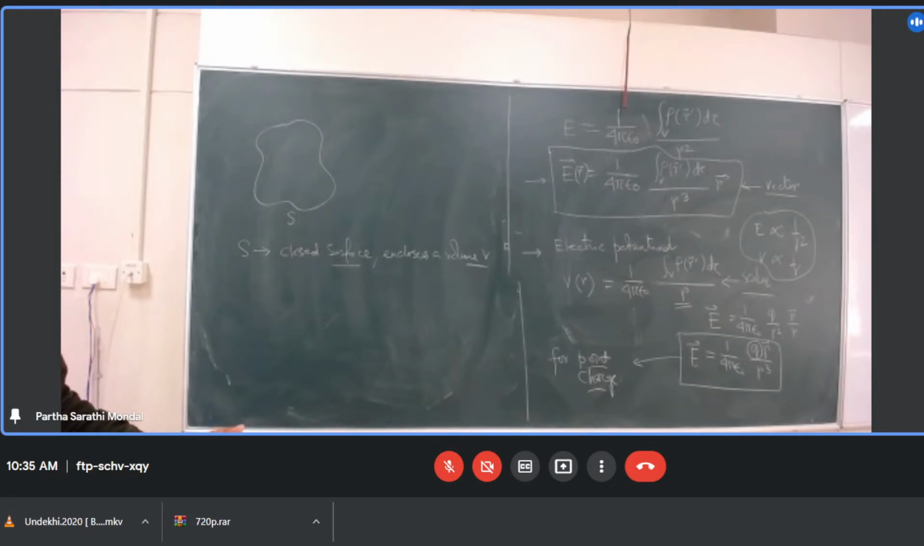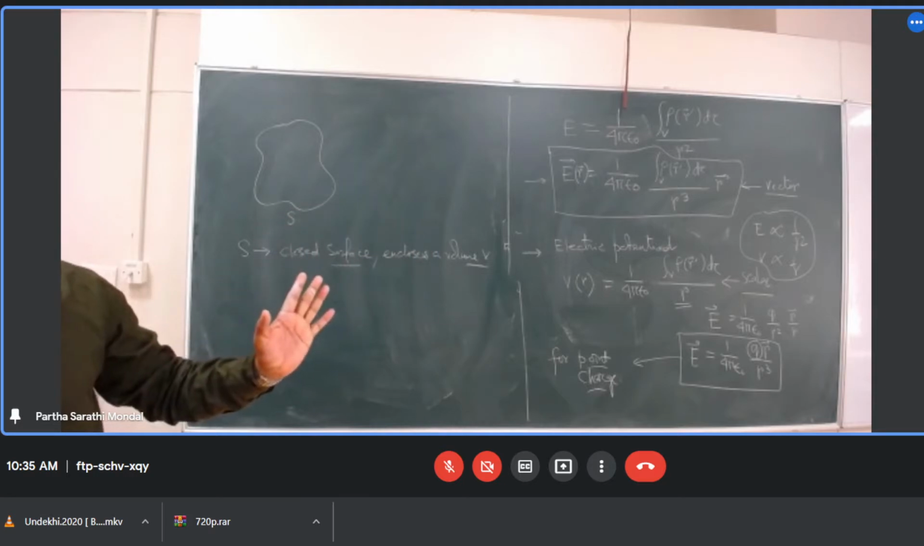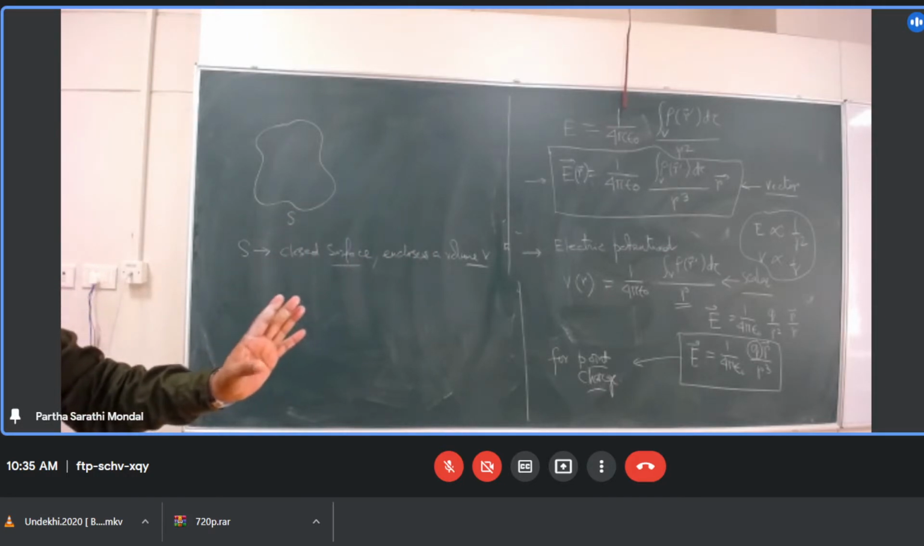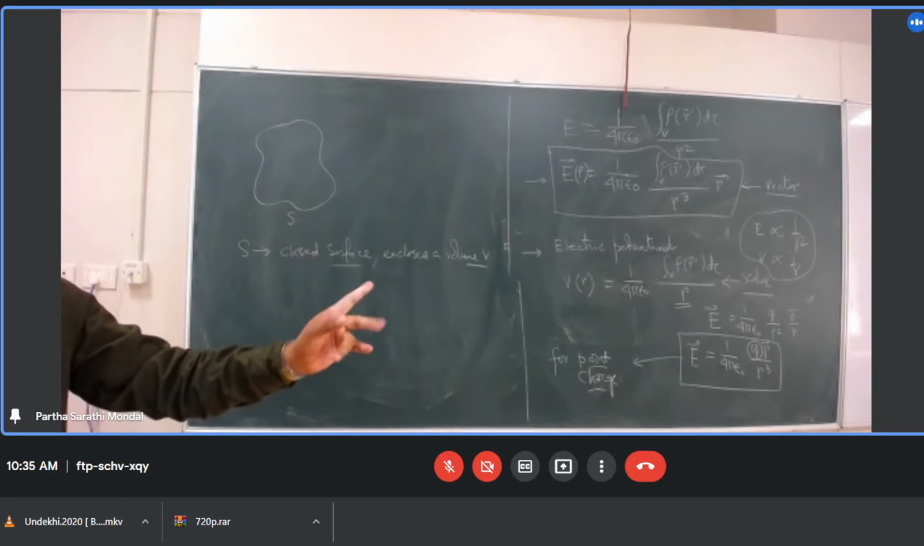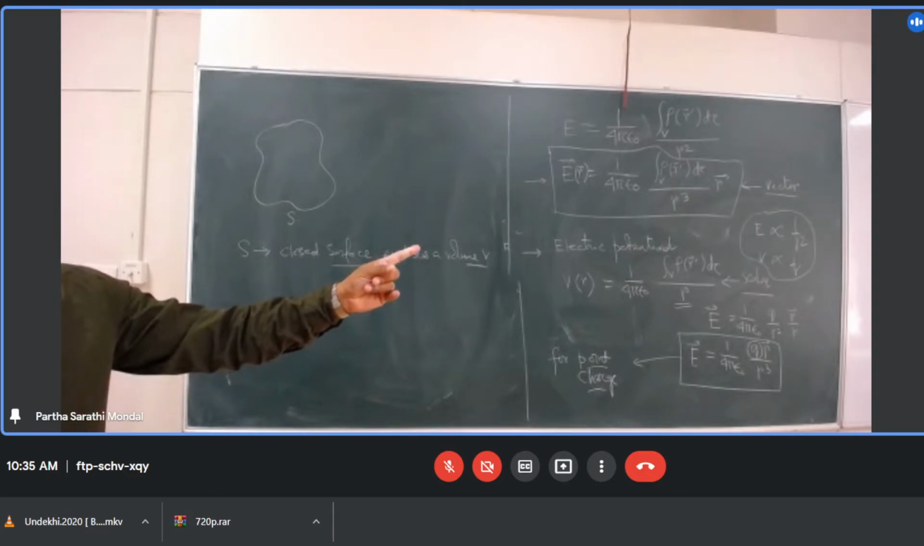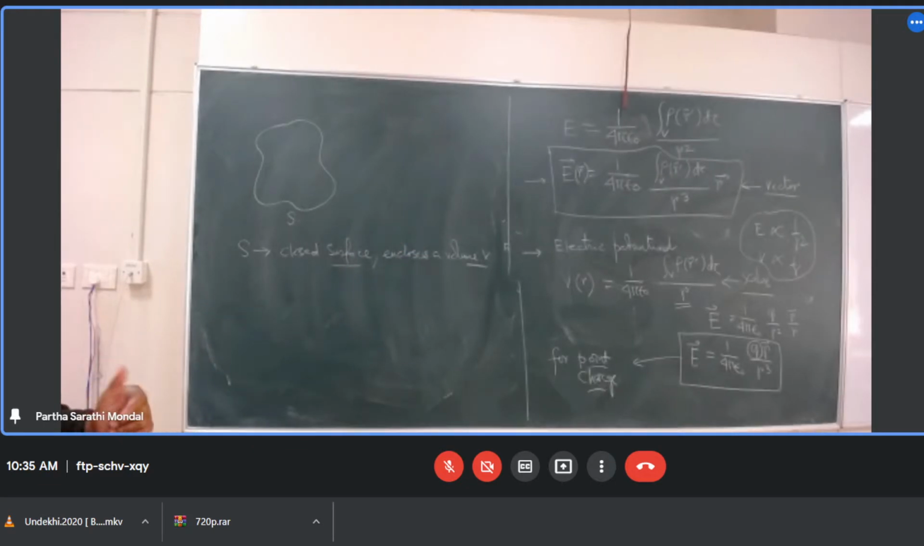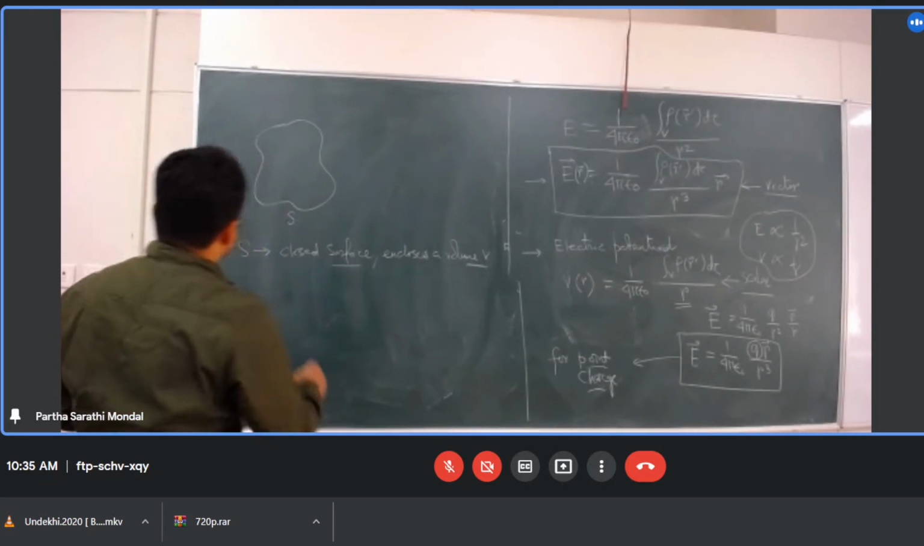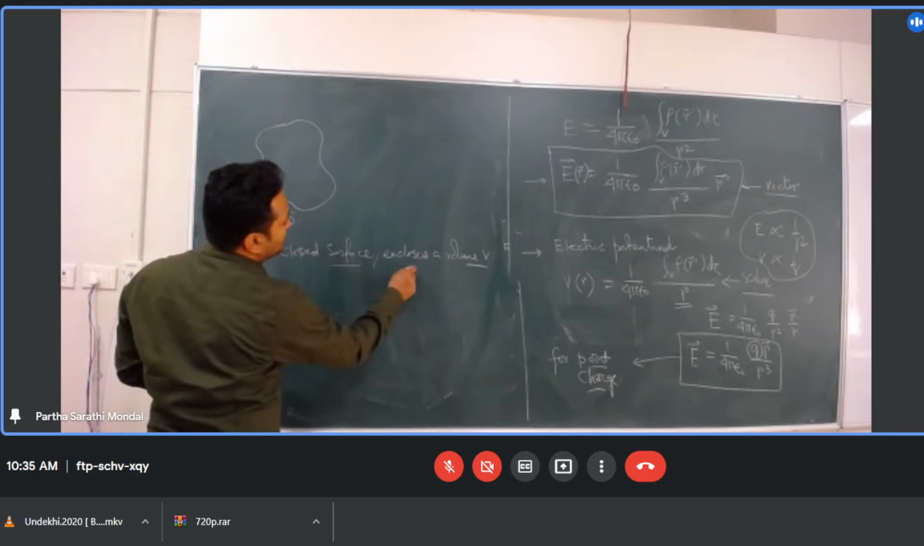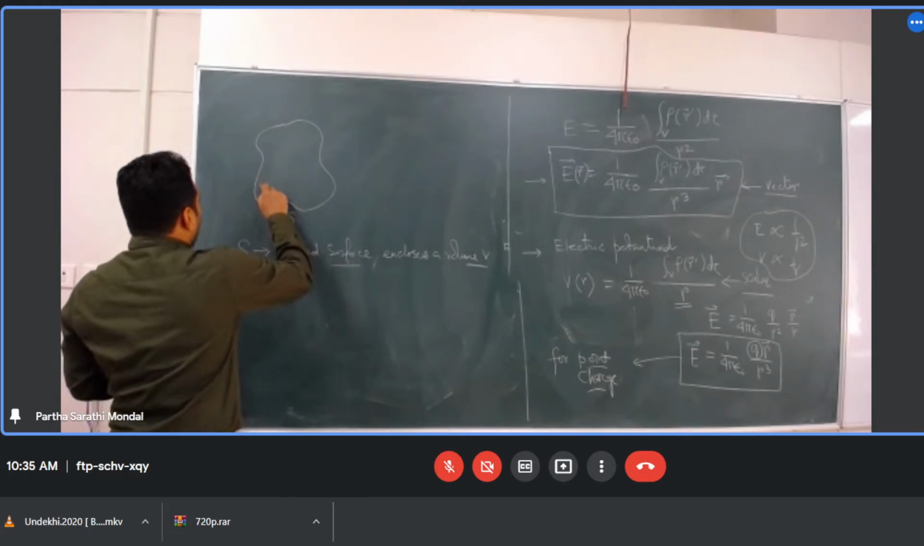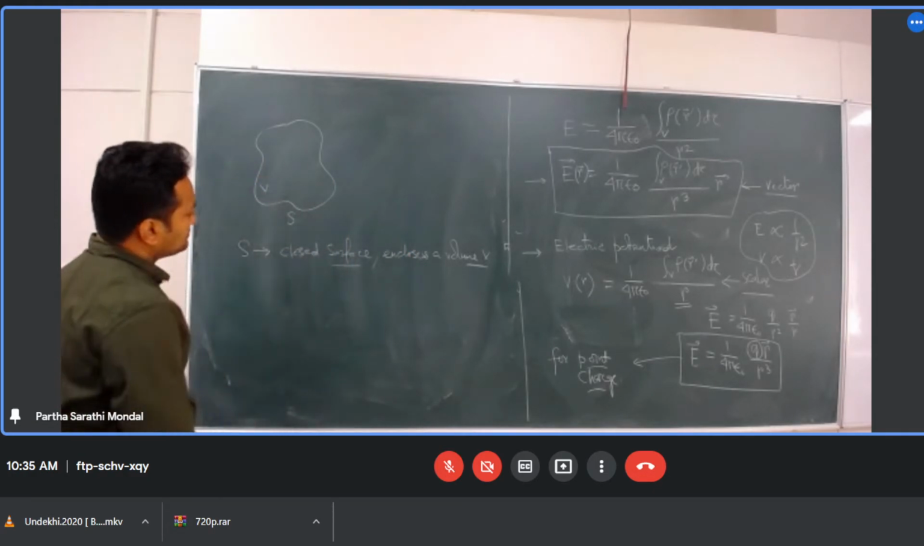But you can say it is a sophisticated way. But the main thing is how it depends on the position. Okay. Now what I'm trying to say is, let's say you have a closed surface which encloses a volume V. So this is the volume.